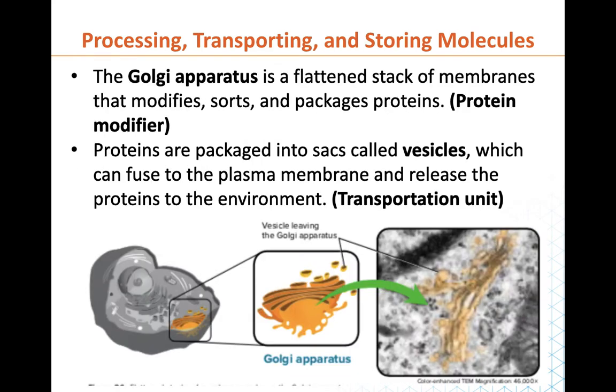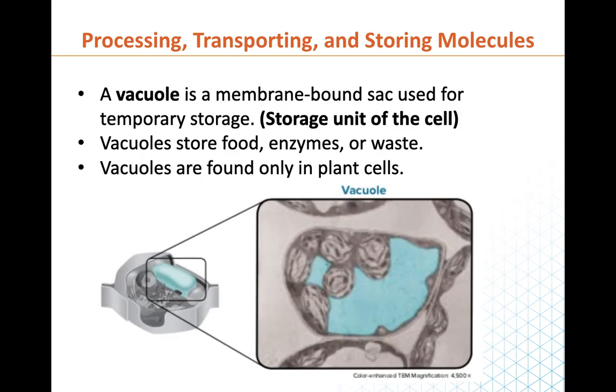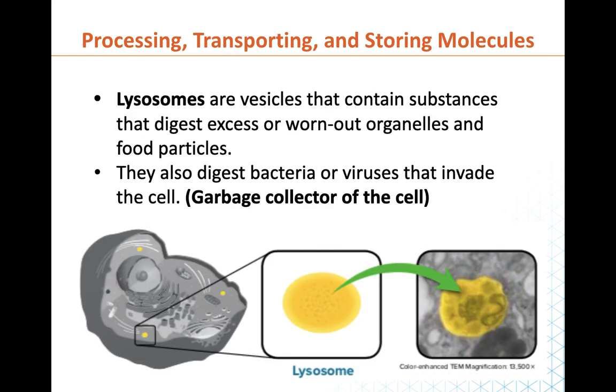All right, so just remember, the Golgi apparatus modifies proteins, it sorts them and packages them and sends them to other parts of the cell wherever they're needed. Okay? Vesicles are used for transportation. Vacuoles are used for storage. And the lysosome is the garbage collector of the cell.